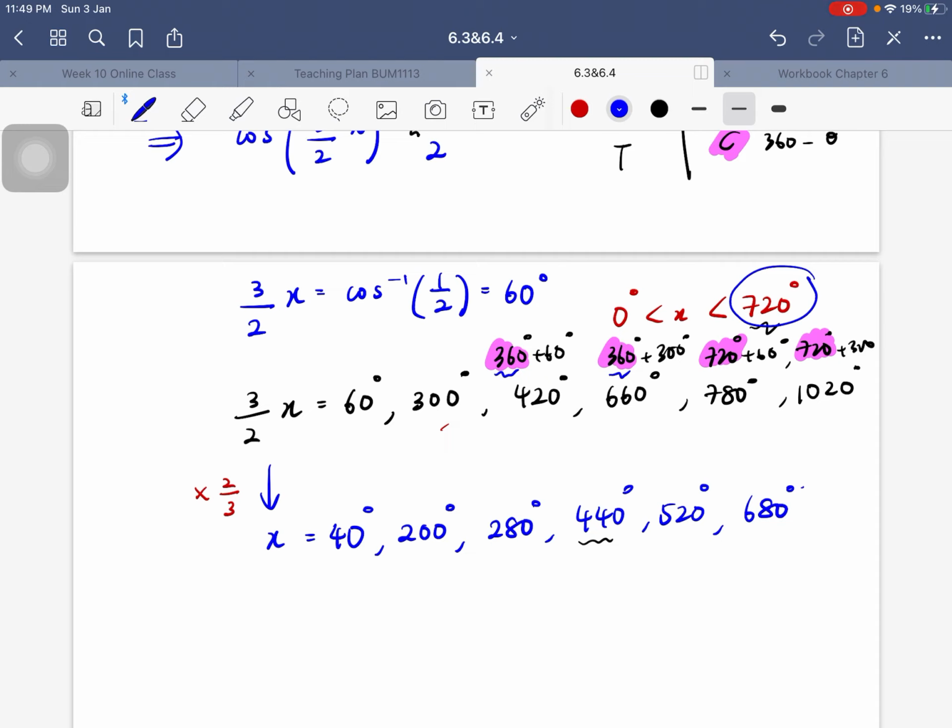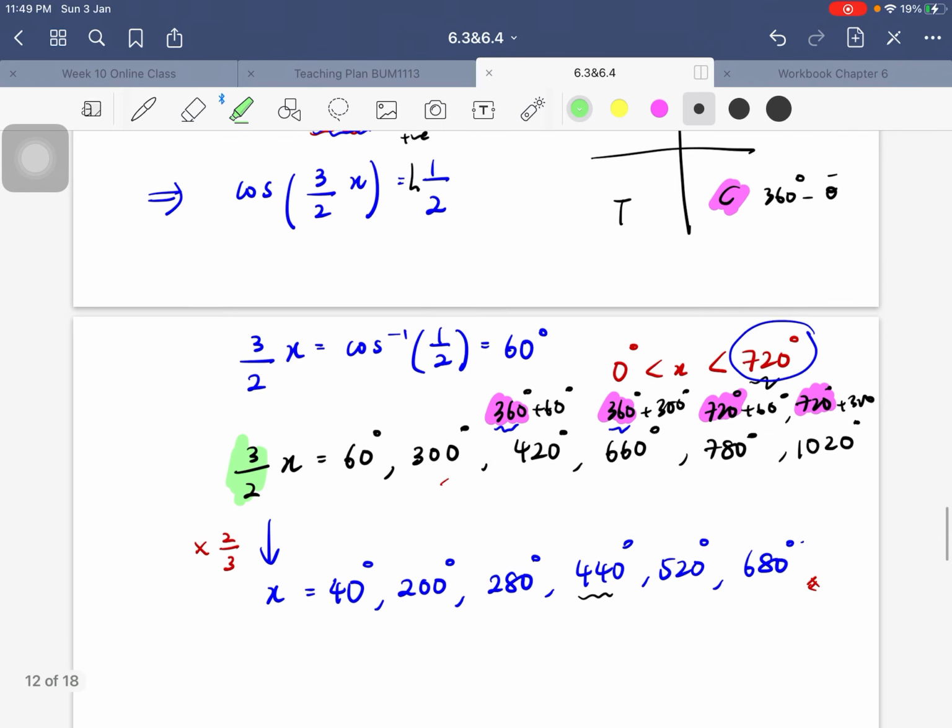Usually the problem arises only when you have a coefficient like this. When you have 3 over 2x, or x over 2, then you have to be very careful. You have to know very well how many times we have to rotate the quadrant. When you rotate for the second time, you add 360 to the reference angle. When you rotate for the third time, you add 720 to the reference angle, and so on. Every single time you keep adding 360, until you fulfill the restriction.